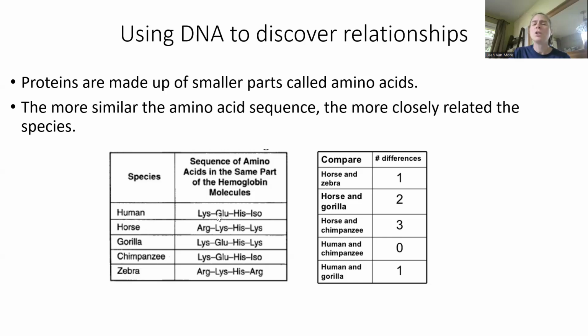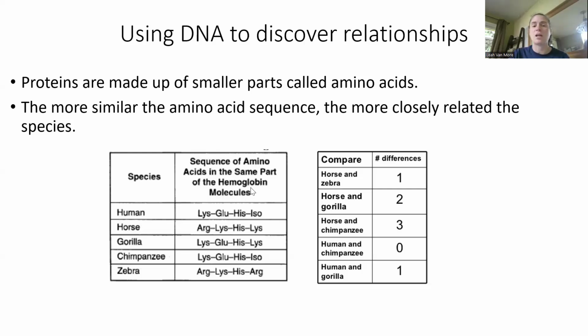So down here, you don't need to worry what these mean, like the lys, the glu, the his, the iso. They're just abbreviations for different amino acids. It really doesn't matter what those amino acids mean right now. But these are all looking at the same part of one gene. So they're all the same gene, but remember, we can have different versions of a gene. So they can be a little different from one another.